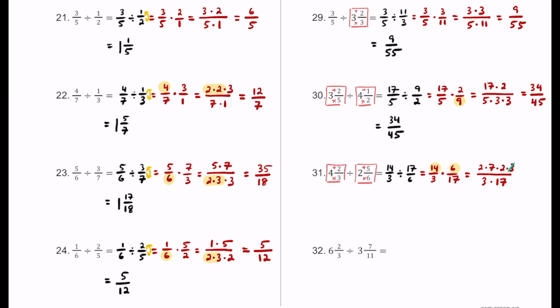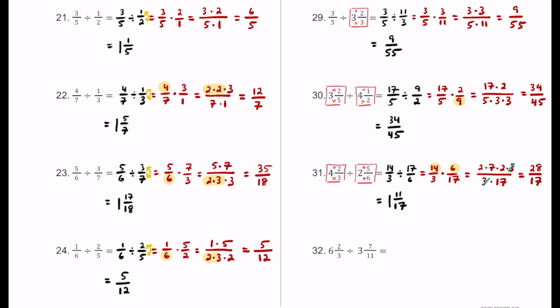We can cancel out a 3 and a 3 top and bottom, but I think that's it. And so we can't simplify anymore. And on top, 2 times 7 is 14. 14 times 2 is 28. So we're going to have 28 over 17. So that's our answer as an improper fraction, but as a mixed number, 17 fits into 28 one time with 11 left over. So 1 and 11/17 should be our final answer as a mixed number.